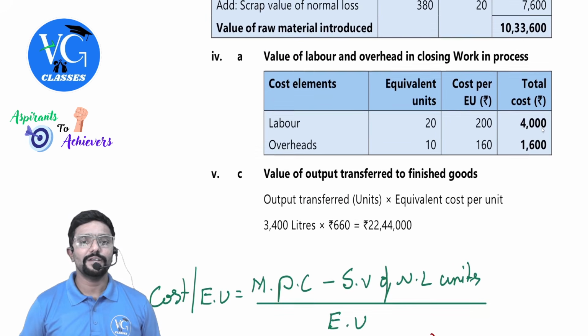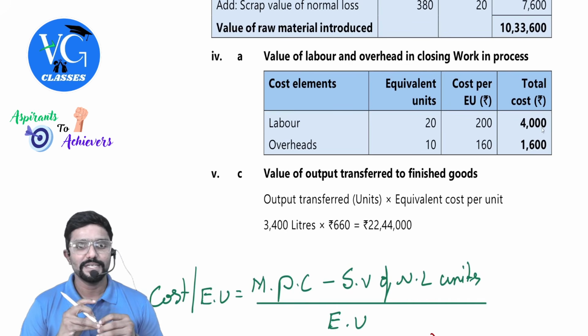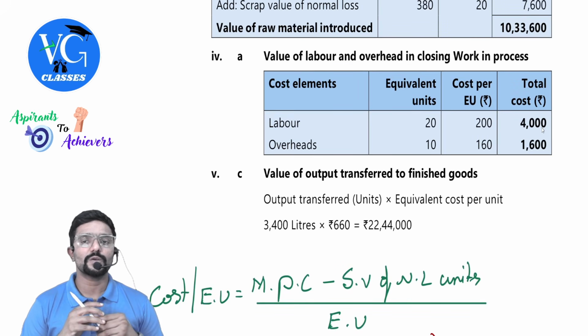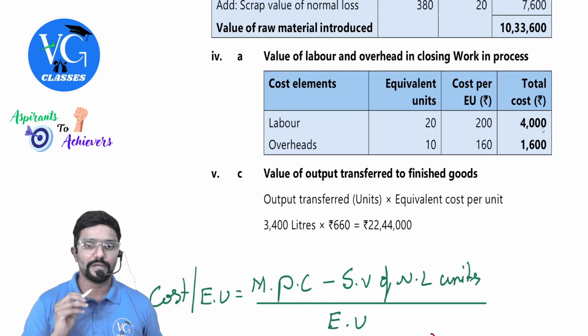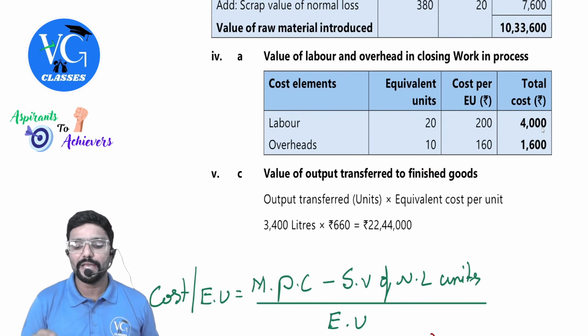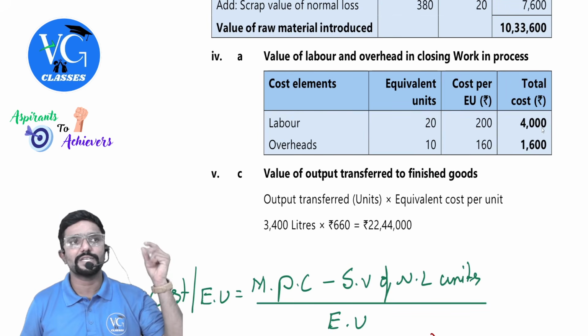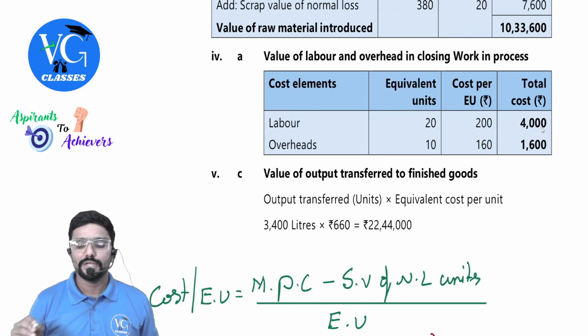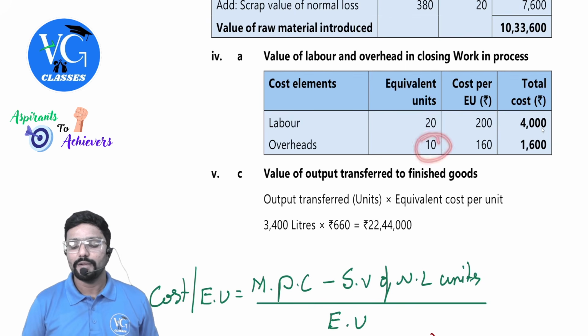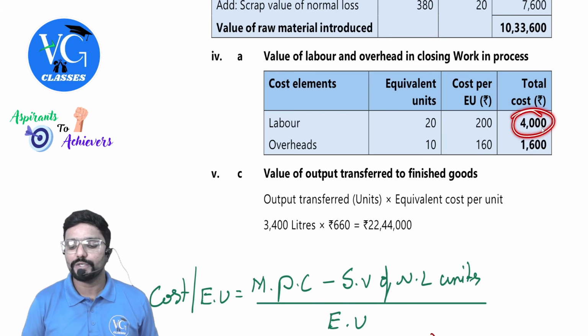Then the fourth one: value of labor and overhead in closing work in progress. How much is that, sir? In closing work in progress, what is the equivalent units for labor? 20. What is the cost per equivalent unit? 200, given in the question, guys. Then overhead is how much? 10. Multiply that with the cost per equivalent unit. What do you get? Total cost. So now add up both: 5,600.